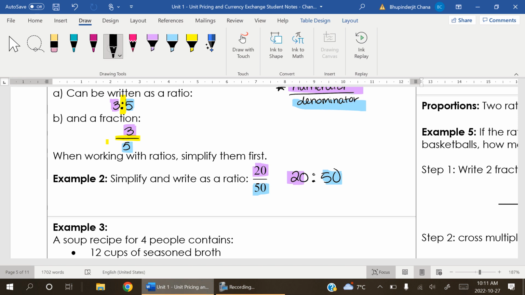What I can do with these is you can reduce a ratio the same way you can reduce a fraction. I noticed that both of these numbers end in 0. Therefore, I can divide both of them by 10. Well, 20 divided by 10 is 2, and 50 divided by 10 is 5. I can't reduce this down any further, so this is my final answer.